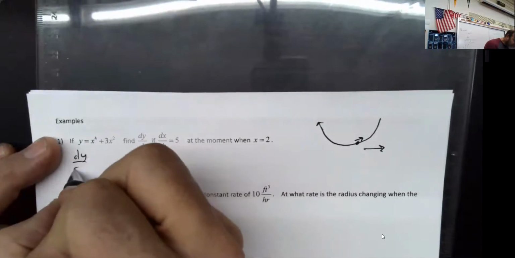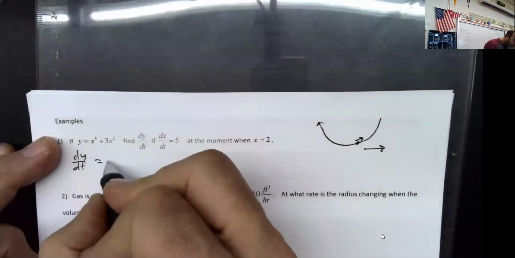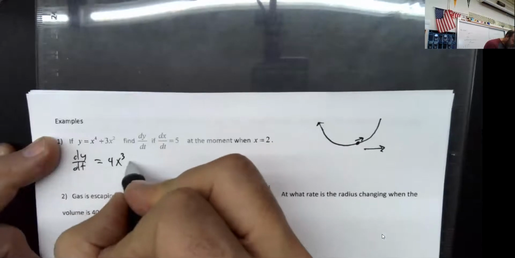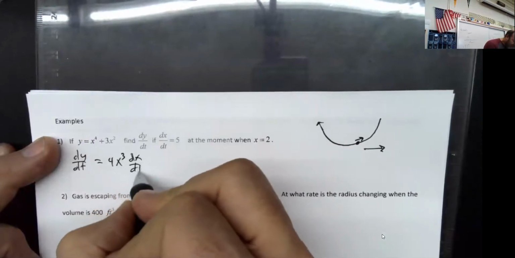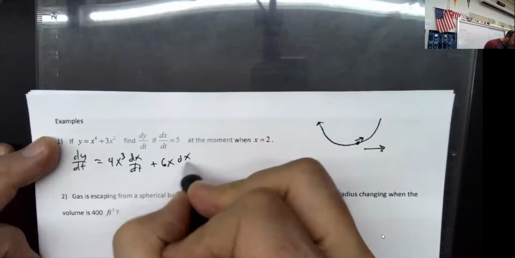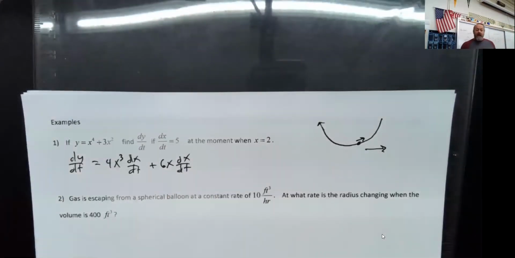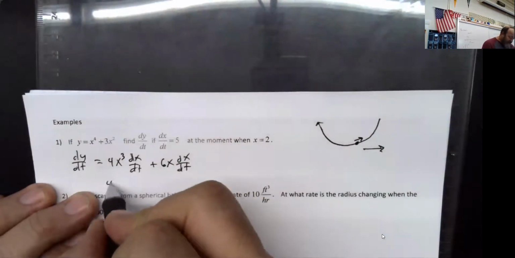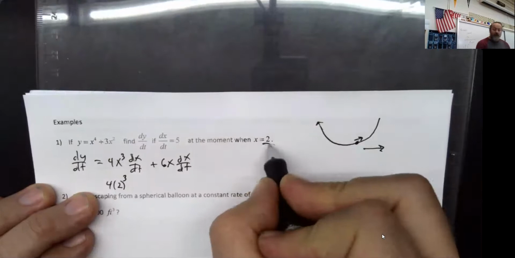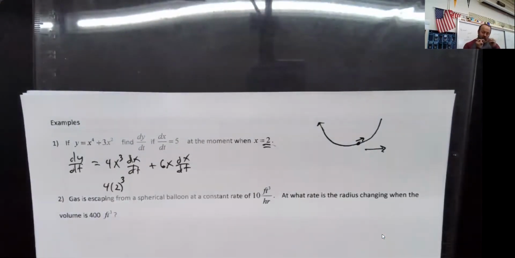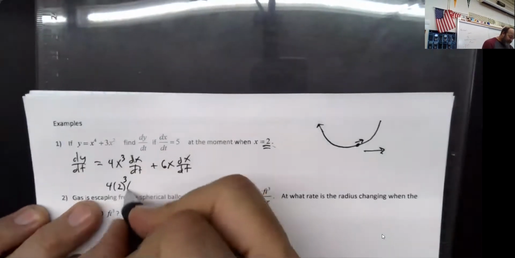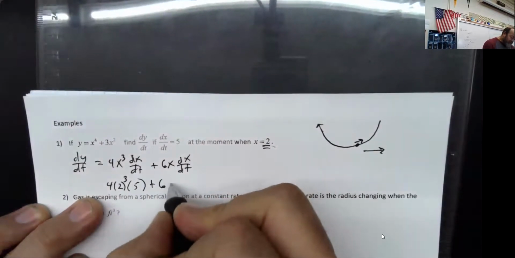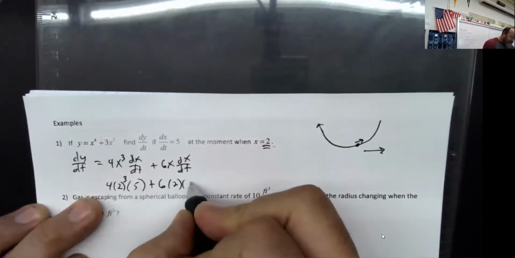Now, dy/dt is equal to 4x cubed dx/dt plus 6x dx/dt. Again, mathematically, this is pretty simple because I know that x is given to be 2 at a given snapshot of time. x isn't always 2, but at this particular moment in time, I want to know what is happening when it gets over to the number 2. dx/dt was given to be 5.